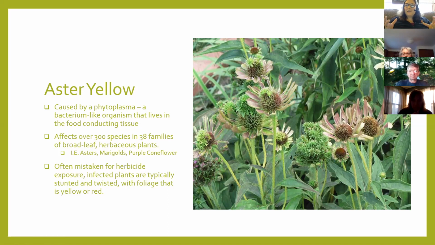It just changes that whole plant's dynamic. It's often mistaken for herbicide exposure because it causes a twisted look and can cause discoloration in the leaf, which can be yellowish or red. I will mention herbicide exposure near the end of this presentation. There are a lot of similarities between some of these diseases and what you would see if herbicide had been affecting your plants.